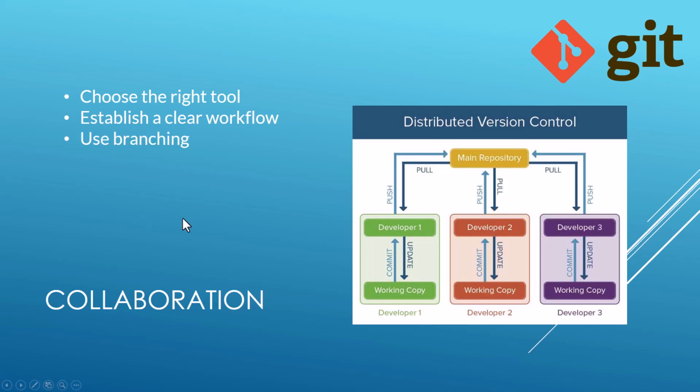Branching is very important in a version control system. Branching allows you to work on a copy of the code base without affecting the main branch. This can be useful and helpful when working on new features or fixing bugs. Make sure to communicate which branches are being used for what purpose and when they should be merged back into the main branch.